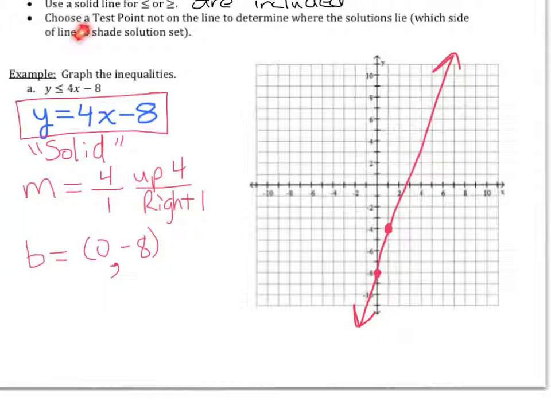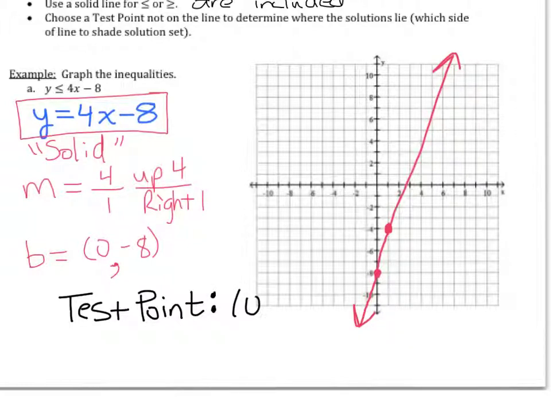And so I'm going to go up here to the last step, which is to do a test point. When you do a test point, you always choose a point that you know for a fact is not on that line. One of the easiest test points is the point 0, 0. Notice 0, 0 is over here on this side of my line.